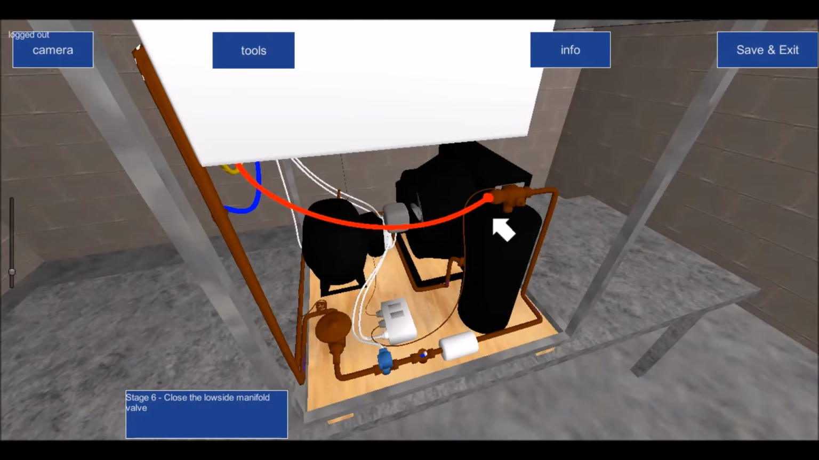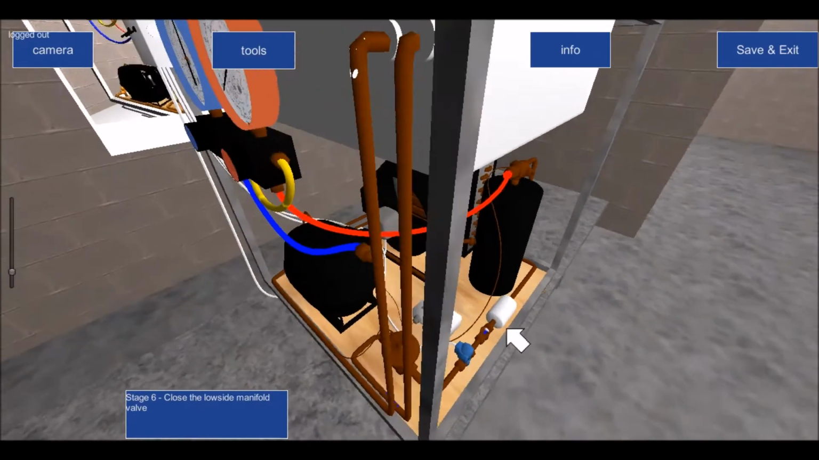Okay, so when I slightly loosened it, I don't know why, normally it makes a kind of purging noise. So again, I'll just check with Shane. But when I clicked on that button, what I wanted to hear was the noise. So you would have heard the gas just escaping. And then it says close the low side manifold valve, which is stage 6.